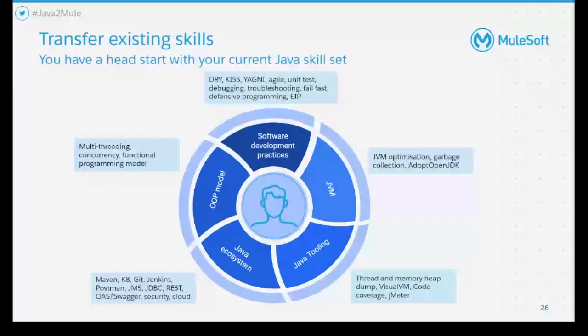So if you've optimized the JVM before, if you know how to debug garbage collection related issues, again, excellent transferable skills you can bring to MuleSoft knowledge. Again, the tooling used is typical tooling used by Java developers to debug issues with your application or runtime. Again, we talked about the Java ecosystem using well-known libraries and tools typical in the Java ecosystem: Maven, Kubernetes, Git, Jenkins, JMS, etc., as well as knowing about multi-threaded concurrency.